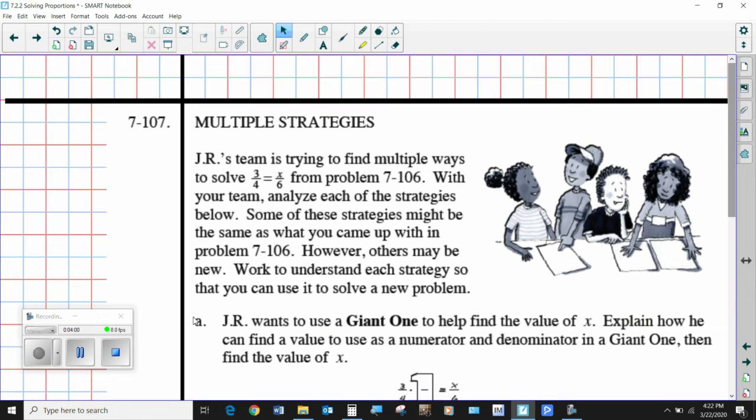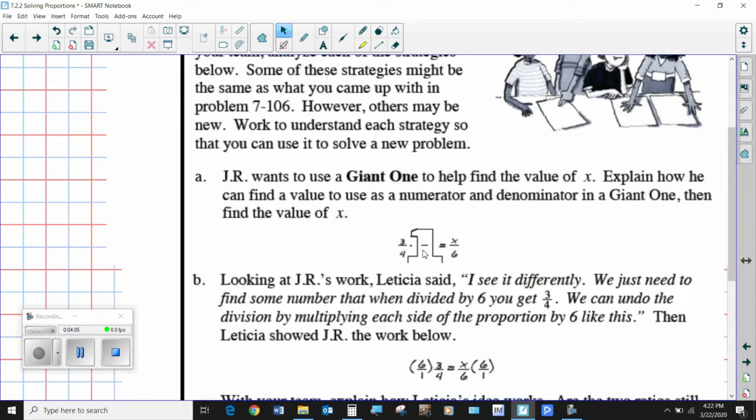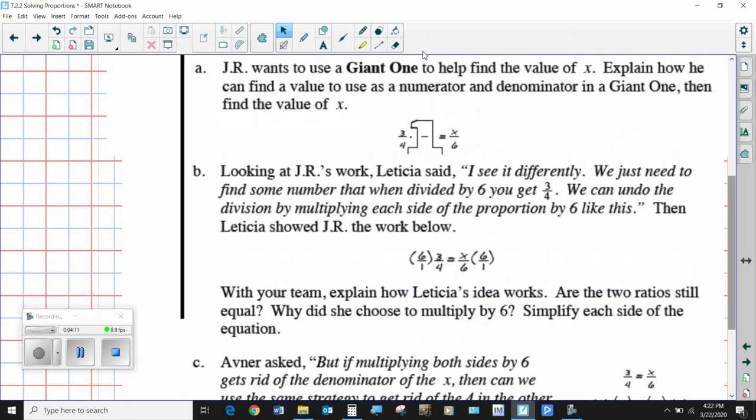Now, there are some different strategies. We've covered 2 of them. There's a third strategy that might be of interest to you. Here's the giant one where you just fill in the 4.5 over the 4.5. This is the one that's a little bit different than what we've done before. Notice the language where it says we can undo the division. Well, if we look at this problem, 3/4 is equal to x/6 is really saying that x divided by 6 is equal to 3/4.